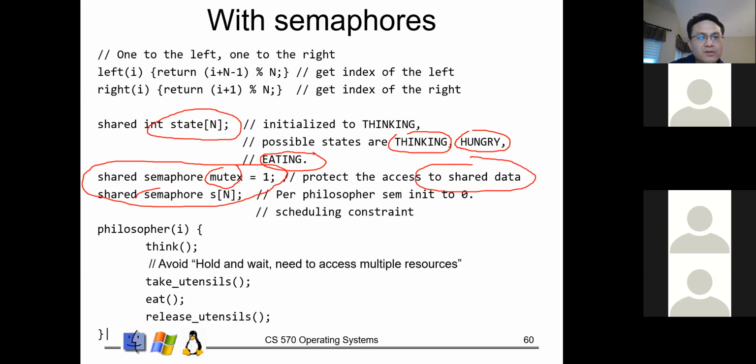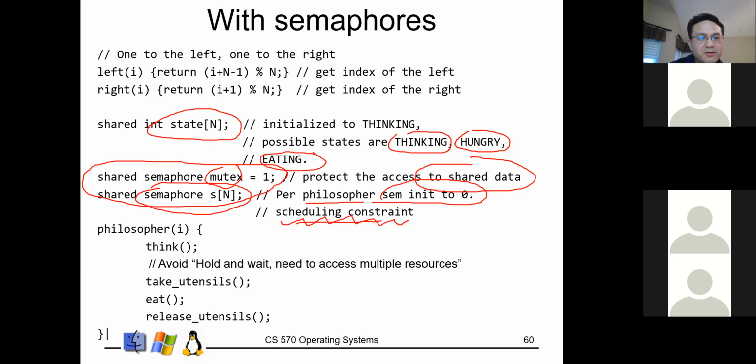All right, so we also want to have a semaphore for each of the philosophers, right? So this is for what? This is for enforcing the scheduling constraint, okay? Let's say we initialize the semaphore for each philosopher to 0. We want to initialize the semaphore for each philosopher to 0.